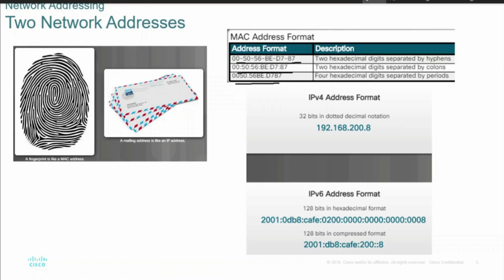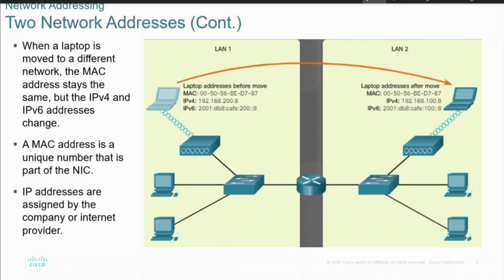Now, the networking device also has a logical address. There are two types of logical address in a computer. The first one is known as IPv4. The second one is known as IPv6. These are the two different versions of Internet Protocol. These are called logical addressing. So IPv4 is called Internet Protocol version 4 and IPv6 is known as Internet Protocol version 6.